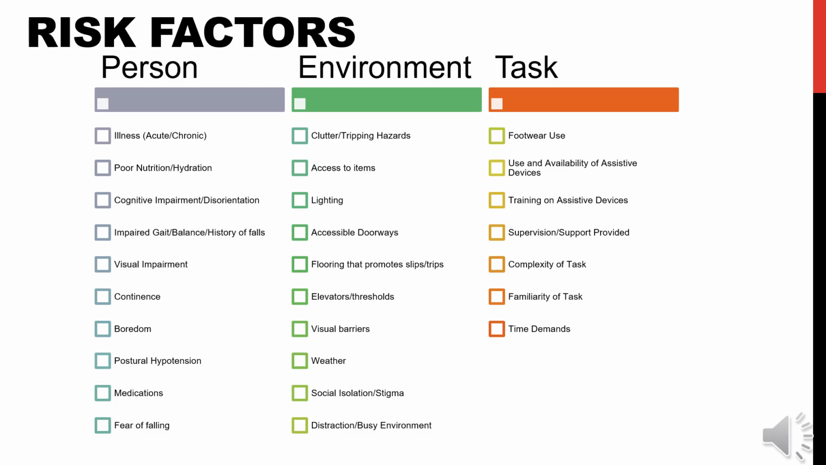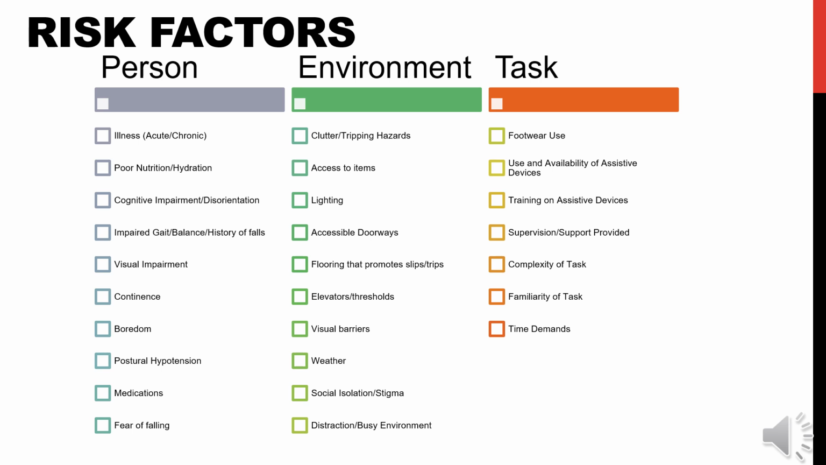Let's consider a few examples of falls risk factors. You'll see on this slide we have categorized the risks by person factors, environment factors, and task factors. For example, a person factor might be a fear of falling, which we may choose to address by engaging the client in an exercise routine and providing teaching regarding transfer techniques and falls prevention.